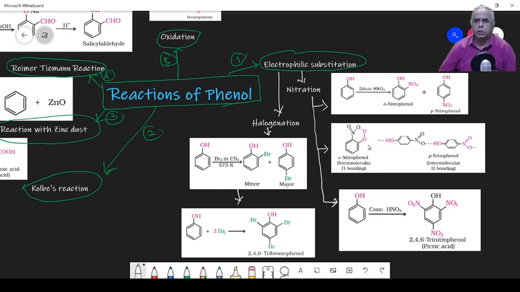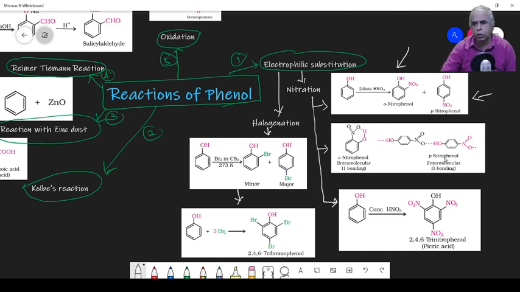Okay, now the second part, this term is very important here. Let us talk about this. In this case there are 2 possibilities: orthonitrophenol and paranitrophenol. In orthonitrophenol, there is an intramolecular hydrogen bonding, that is, hydrogen bonding takes place within the molecule. That is called intramolecular hydrogen bonding. Do you understand? And that is why its boiling point is less.